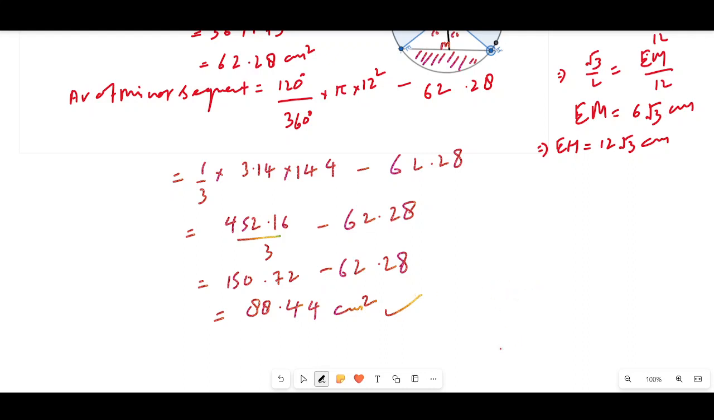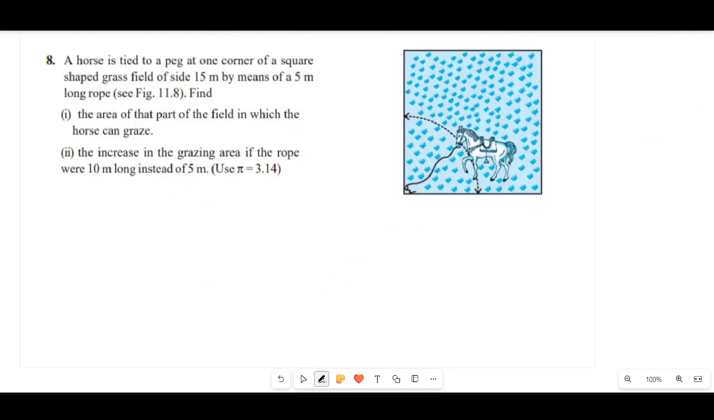Clear? Now come to the next part of the question. A horse is tied to a peg at one corner of a square shaped grass field of side 15 meter by means of a 5 meter long rope. That means the rope, that means the thread, is 5 meter, and find the area of that part of the field in which the horse can graze. This portion is grazed by this horse. That means find the area of this portion, this shaded region in pink color.